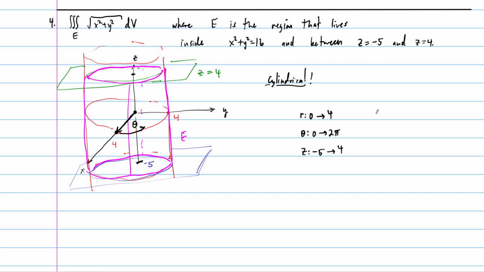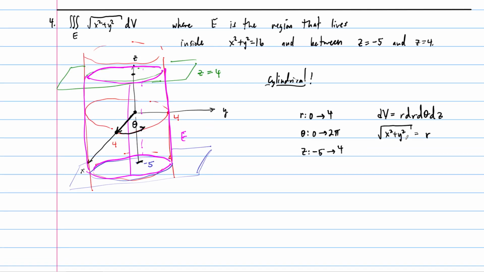And now a couple things we need to remember. Our dV is going to be r dr d theta dz. So we need that r. That's the key. And then the last thing is we need to change the integrand, right? So the square root of x squared plus y squared is going to just be r, right? Remember, x squared plus y squared equals r squared is the defining formula for r in the base. So this is just going to become r.